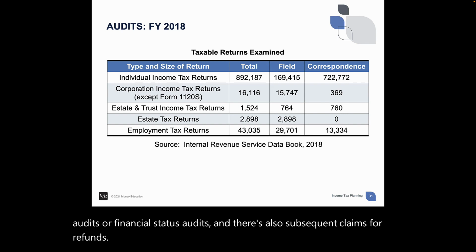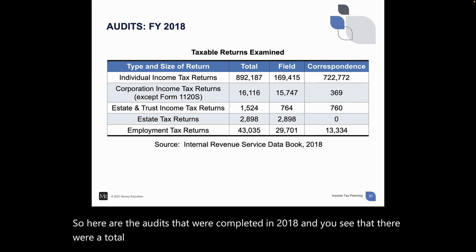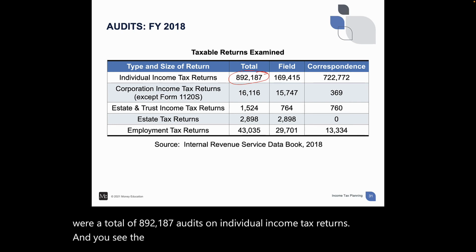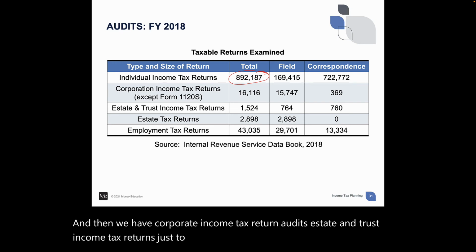So here are the audits that were completed in 2018, and you see that there were a total of 892,187 audits on individual income tax returns. And you see the breakdown between field and correspondence audits. And then we have corporate income tax return audits, estate and trust income tax returns, just estate returns, and employment tax returns as well.